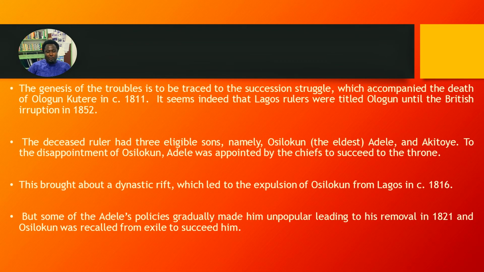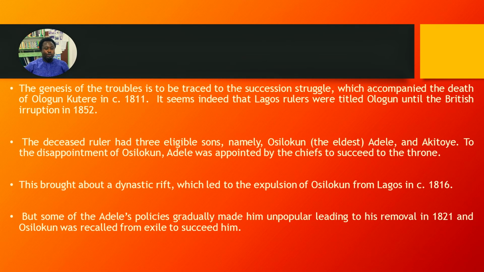Unfortunately, to the disappointment of the eldest, Osilokun, Adele was appointed by the chiefs to succeed to the throne, and this brought about a dynastic rift, which led to the expulsion of Osilokun from Lagos in 1816. But some of Adele's policies also gradually made him unpopular, leading to his removal in 1821.